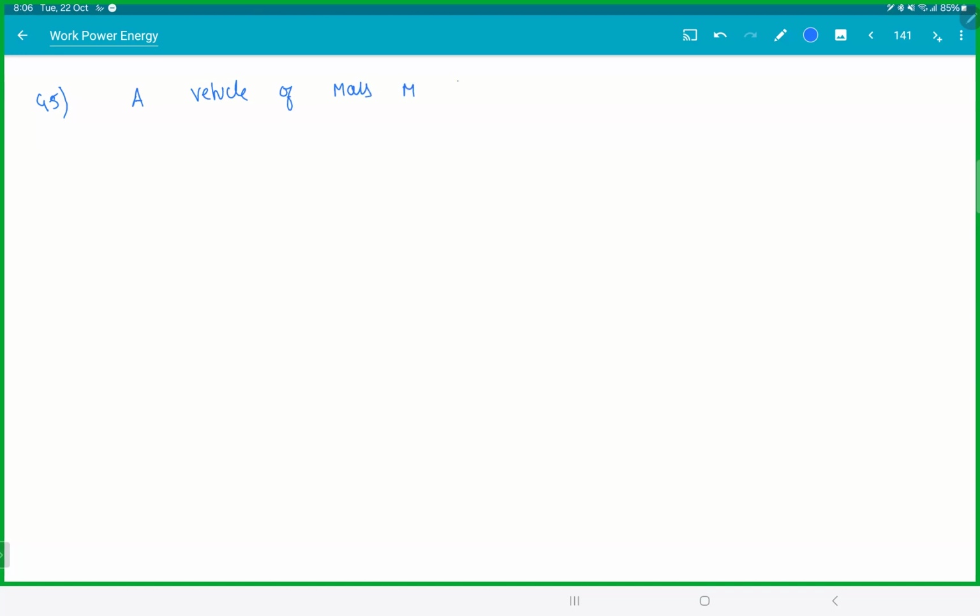A vehicle of mass m has constant power P. This is a standard question, right? Meaning mains or NEET or CET level question, asked multiple times, you can expect it again. Starting from rest, find velocity and the position as a function of time t.